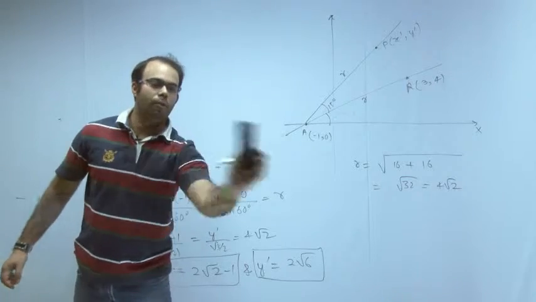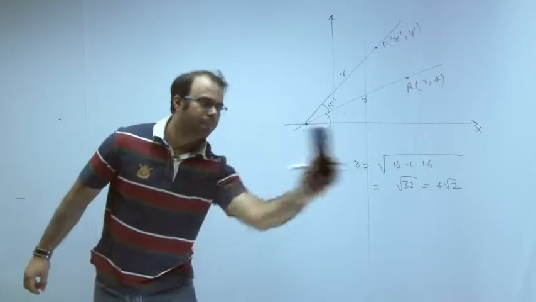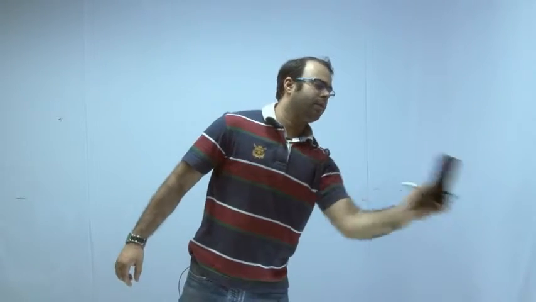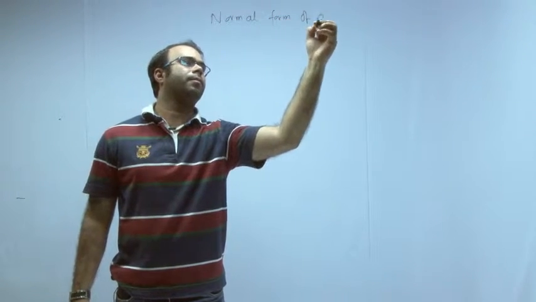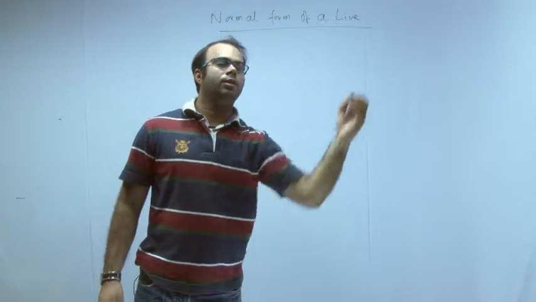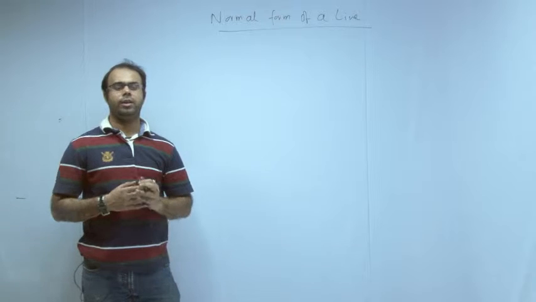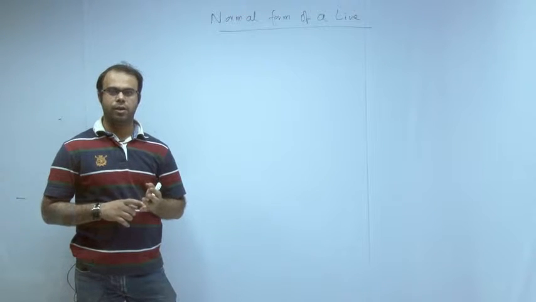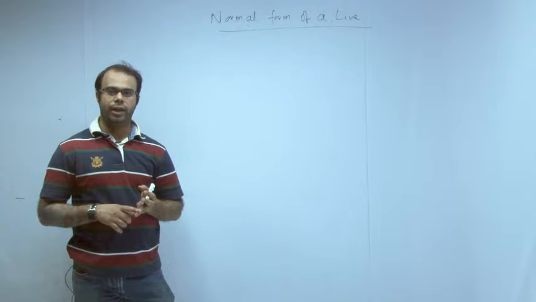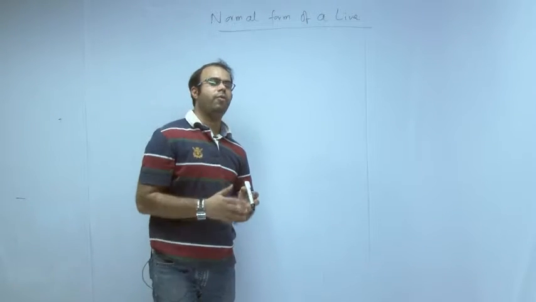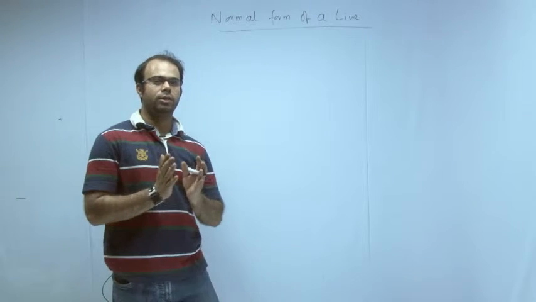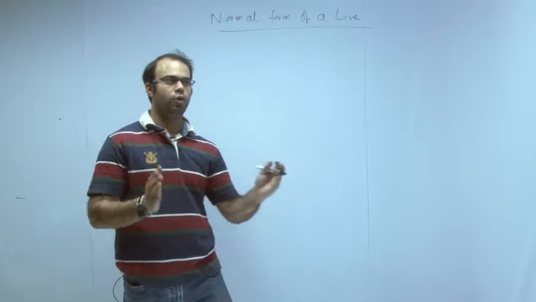Now we come to the normal form of a line. Till now, whatever we have studied, something is given about the line. Either a point on the line is given, the slope of the line is given, two points on the line are given, two intercepts on the line are given, an intercept and a slope are given, or an angle and a point are given. But in the normal form of a line, about the line we don't know anything. What is the slope of the line, what is the point on the line, we don't know anything.